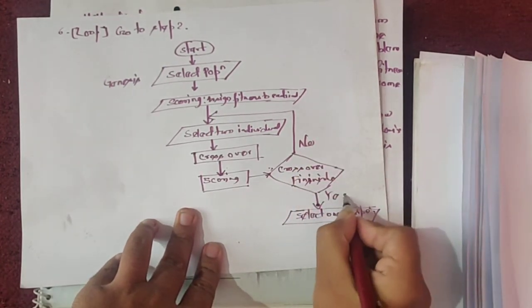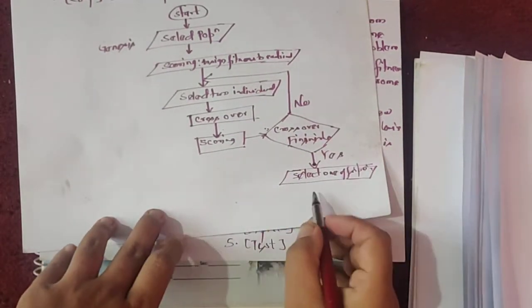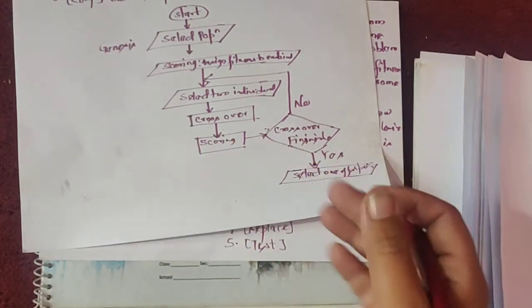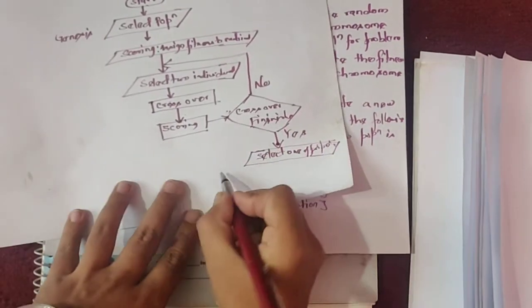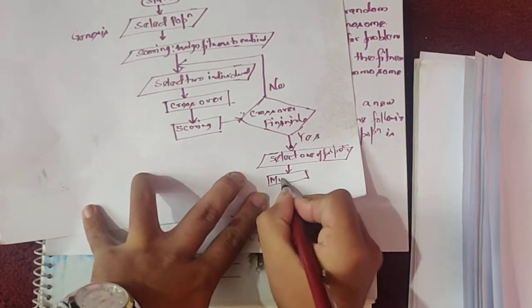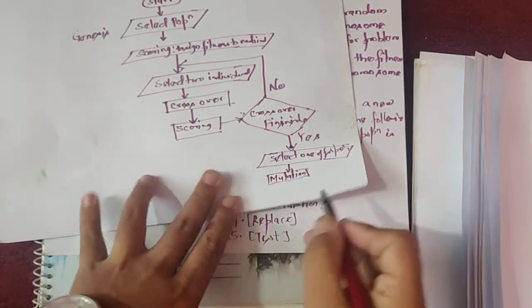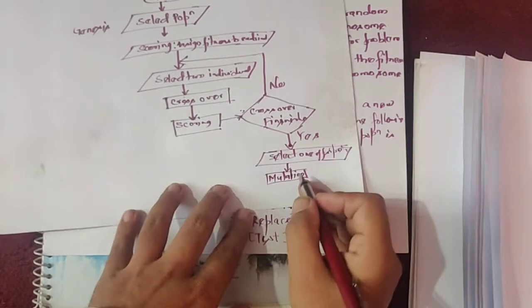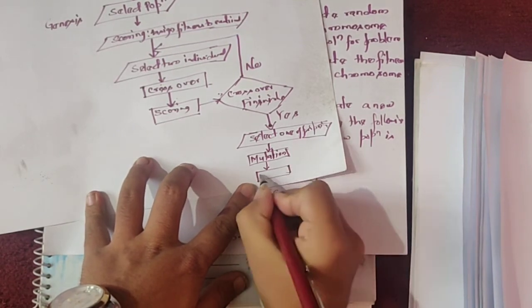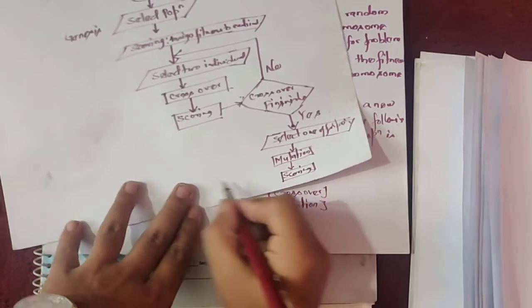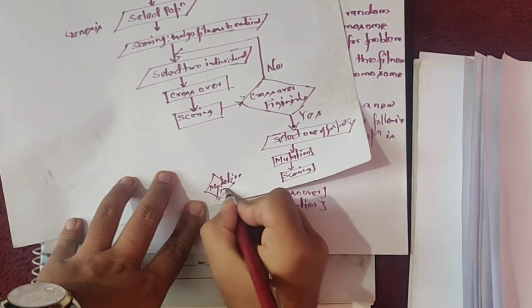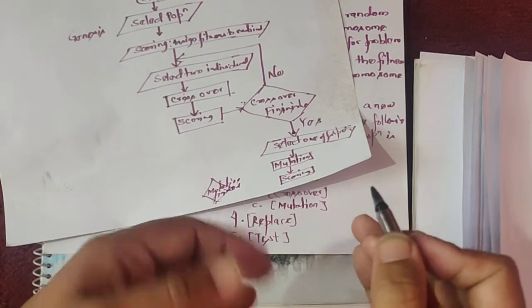If yes, the selected offspring, again we have to apply mutation. So we apply mutation and produce a new offspring. After producing a new offspring, we again calculate the fitness. So that is scoring. And again we check whether mutation is finished or not, that means whether the fitness is better than the previous or not.